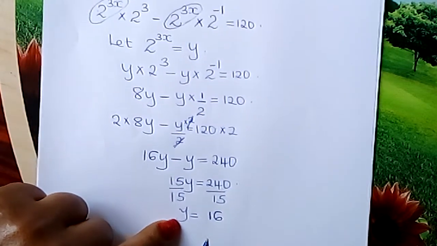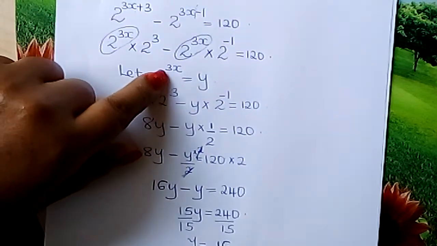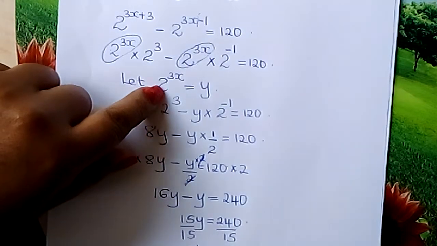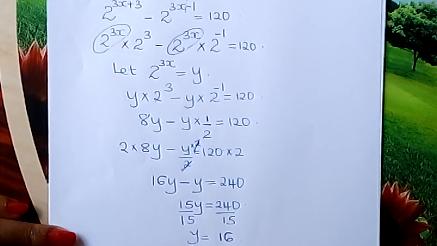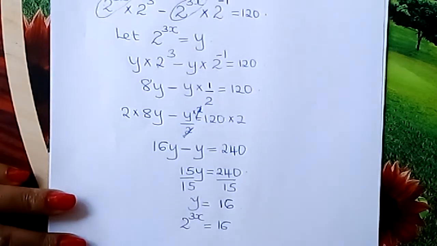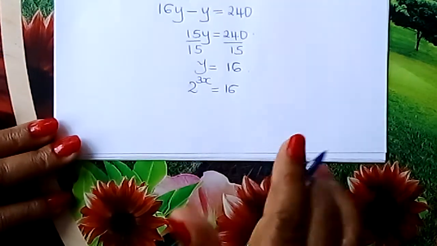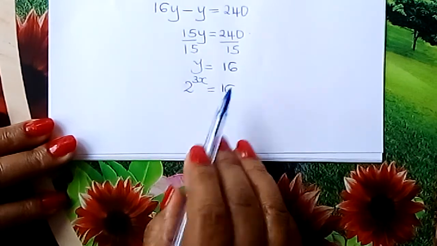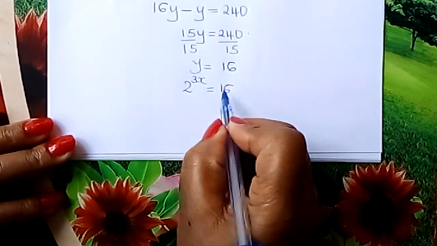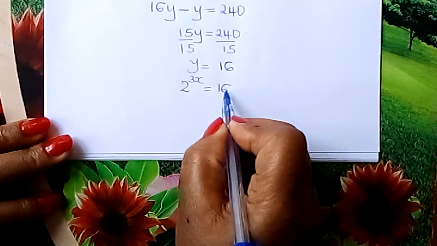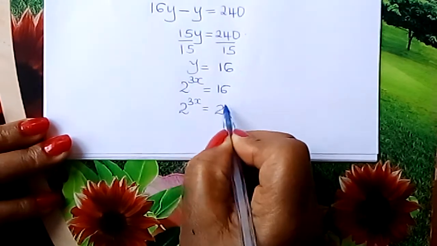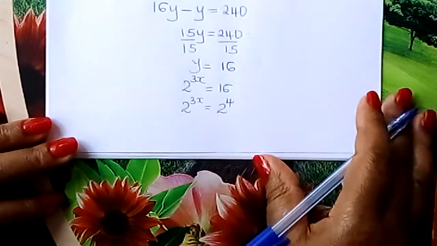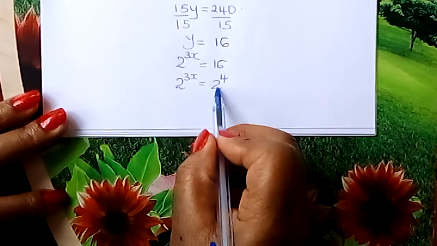But y was what, learner? Our y was 2 raised to 3x. So y is 2 raised to 3x, which is equals to 16. And so express these two using common base 2. So 2 raised to 3x is equals to 2 raised to what? To 4. The bases are the same.